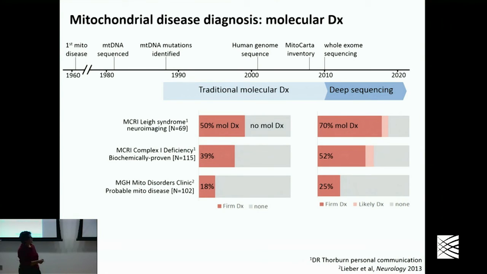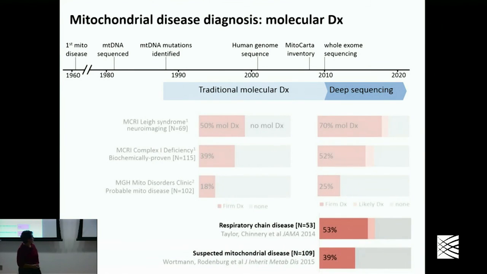But this was just sequencing the mitochondrial genome and nuclear genes that encode mitochondrial proteins. Now we can do whole exome sequencing, but you see about the same thing. For really bona fide, biochemically proven mitochondrial disease, you get about half of cases where you can give a clear diagnosis. If you just have suspected disease based on these clinical criteria, about 40%. So there's a long way to go here.